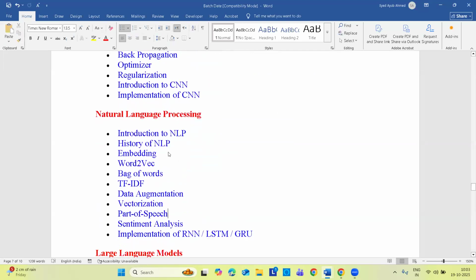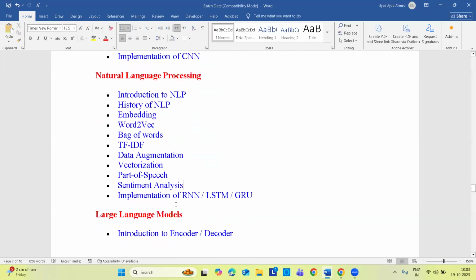Coming to NLP, you'll have introduction to NLP, history, embedding things in NLP, vectorization, data augmentation, how parts of speech is handled in NLP. All these concepts will be covered. Sentiment analysis, implementation of RNN and LSTMs.